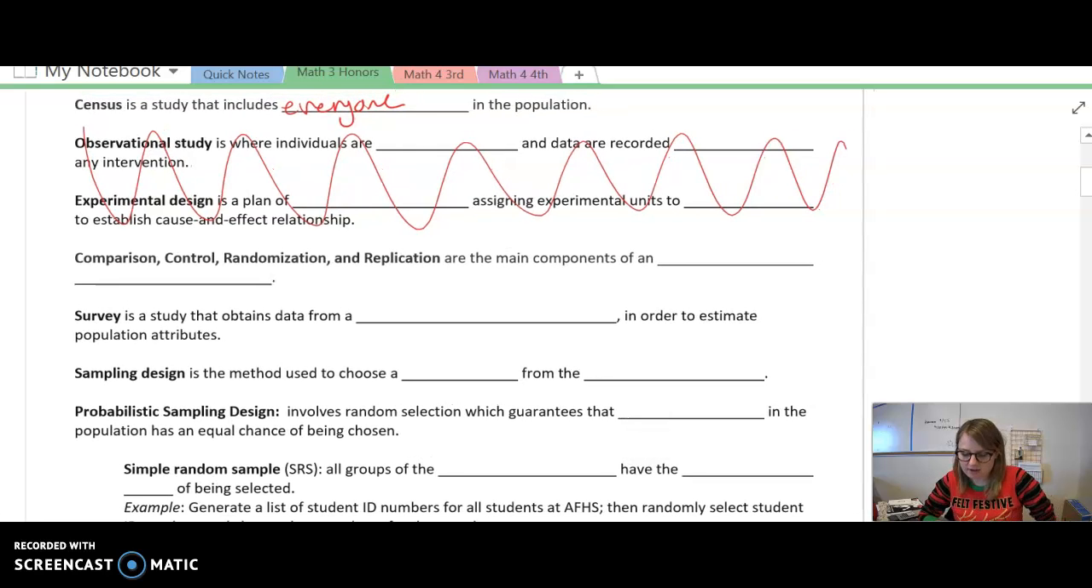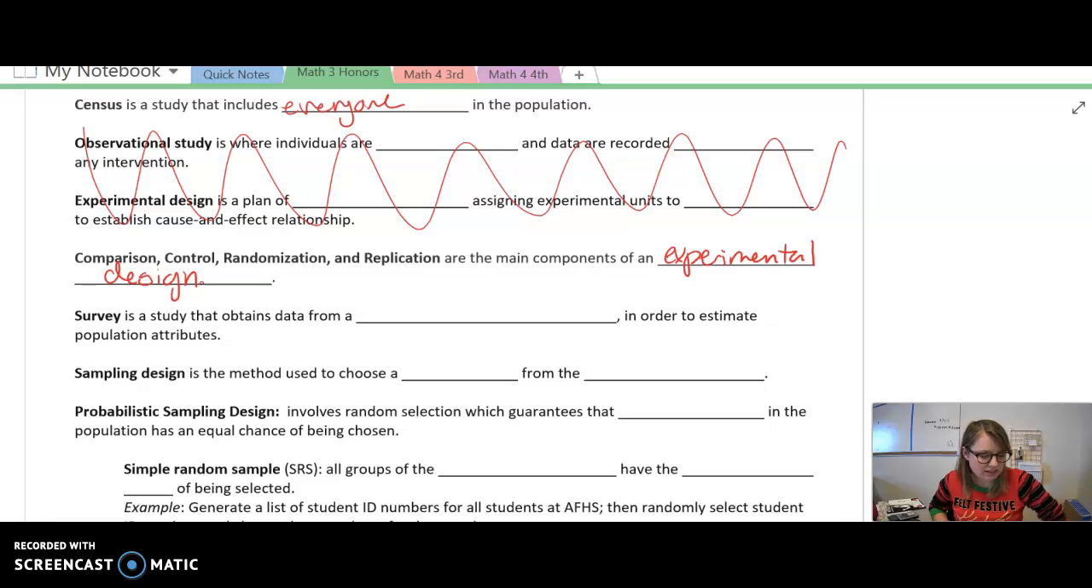Alright, and then comparison, control, randomization, and replication are main components of an experimental design. And Ms. Ganlon will get more into that.